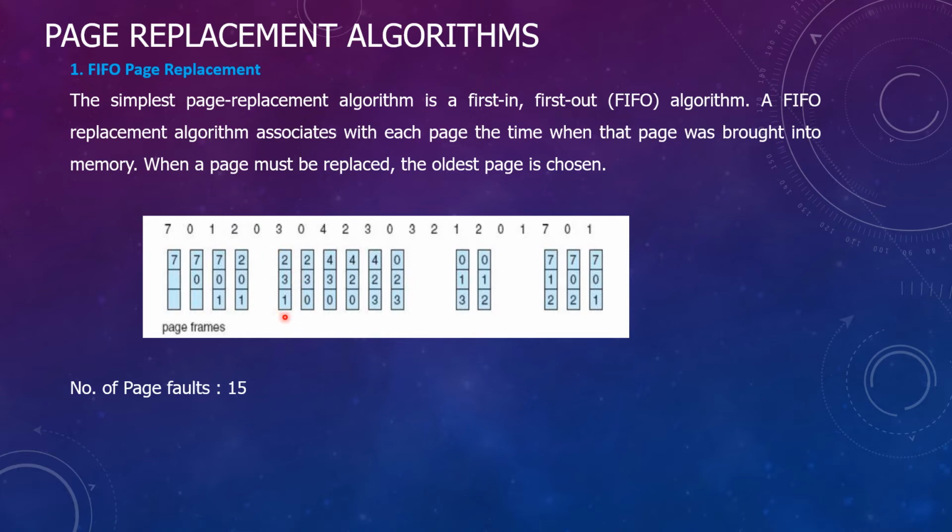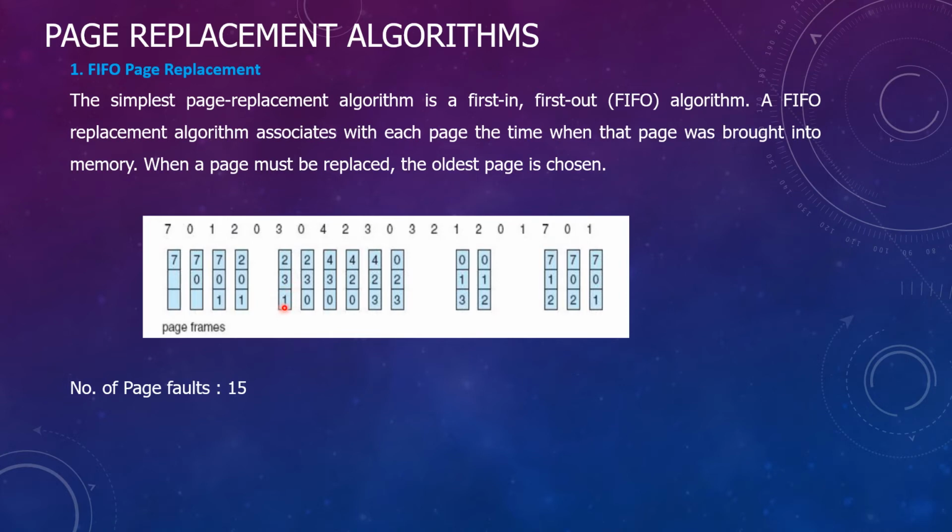Now in memory we have pages 2, 3, 1. The next page to be referenced is 0 and all the frames are filled up. So you need to replace a page in order to load page number 0. Among the pages available, that is 2, 3, 1.